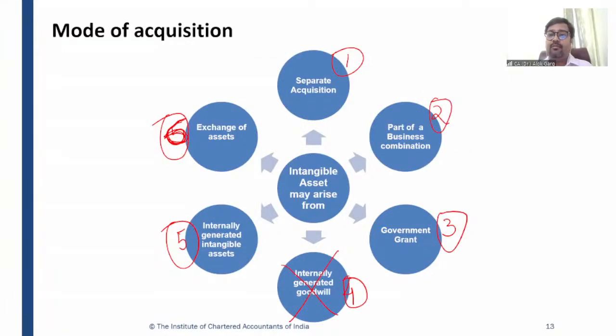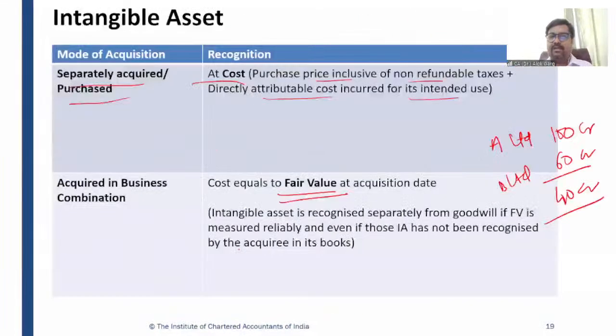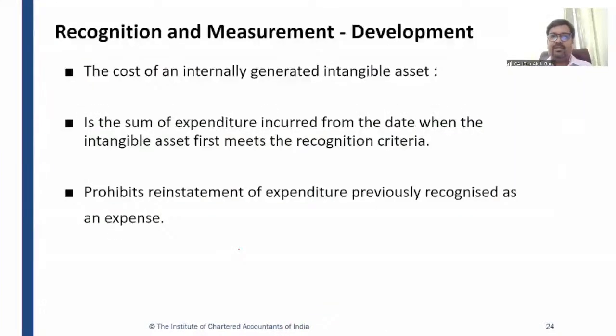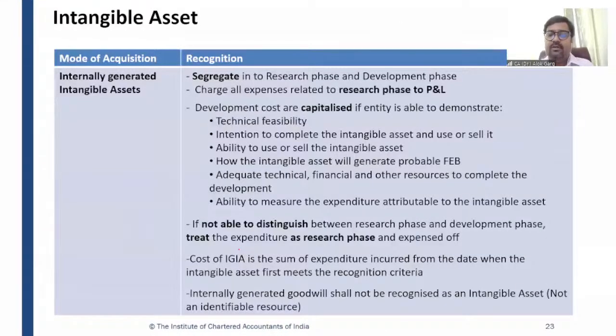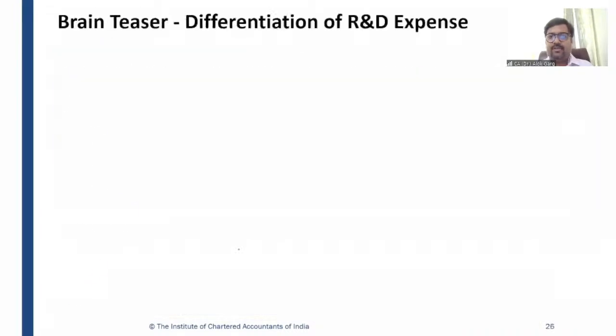We have covered a lot of modes of acquisition, like what happens in case of separate acquisition, what is the cost, what happens in case of business combination, government grant, exchange of asset, and internally generated goodwill. Internally generated goodwill is not allowed to be capitalized in the books of accounts. So the last concept of mode of acquisition we will discuss in the next class, which is already scheduled on 19th of March, Saturday morning, right? In the next class we will discuss the next concept.